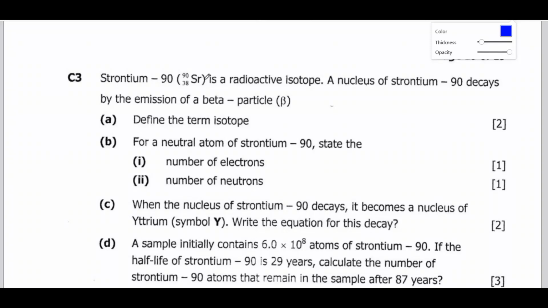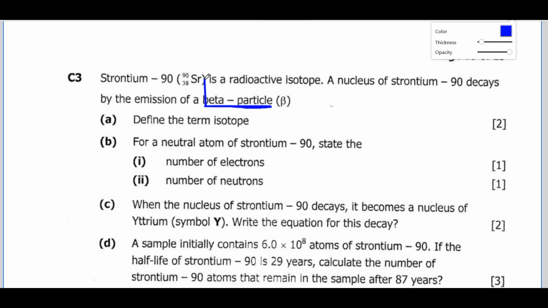In preparation for final examination, we have a question from section C of Science Paper 1, and this question is coming from the topic of radioactivity. As you can see, we have strontium, symbol Sr, with a mass number of 90 and an atomic number of 38, which is a radioactive isotope. A nucleus of strontium-90 decays by the emission of a beta particle. So we are dealing with decay that involves the beta particle.